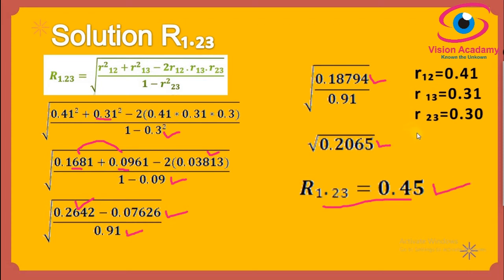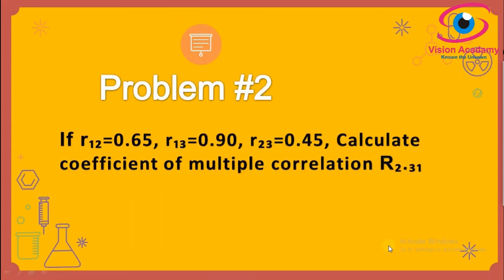So for the given three pieces of information, we have obtained R1.23, which is 0.45. Then let us consider one more problem. So here is the second problem. In this problem also, if R12 is equal to 0.65, R13 is equal to 0.90, R23 is equal to 0.45, then we need to calculate the coefficient of multiple correlation R2.31.